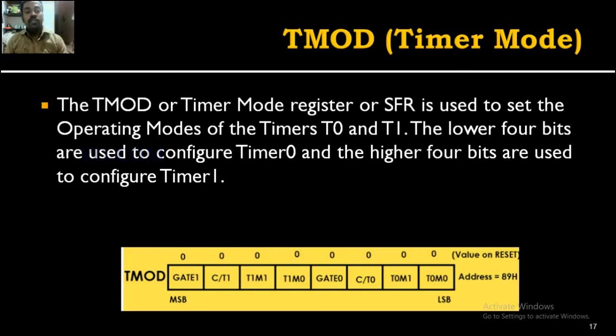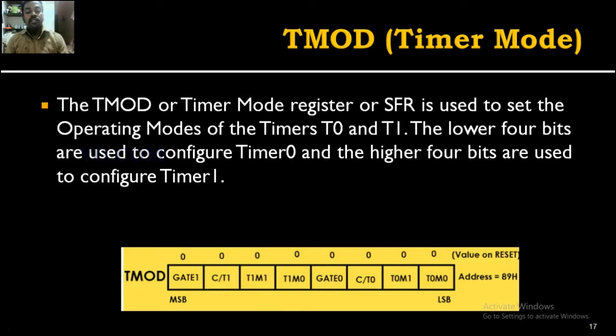Next one is the TMOD register, or timer mode register. This SFR is used to set the operating modes of timer 0 and timer 1. The lower 4 bits are used to configure timer 0 and the higher 4 bits are used to configure timer 1. The lower 4 bits are GATE0, C/T0, TM1 and TM0. Similarly, the higher 4 bits are GATE1, C/T1, TM1, TM0.